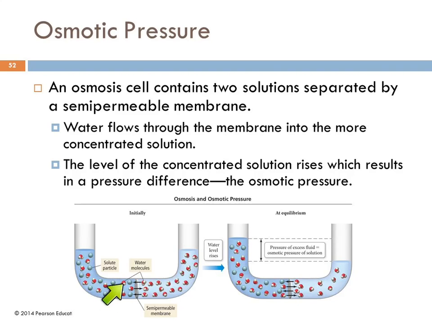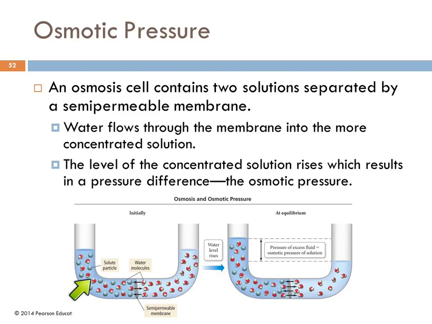Over on this side, you've got solute particles in the way. And so the rate of water molecules going from the left side, the more concentrated, to the less concentrated side is going to be less than those going the other way. Going from less concentrated to more, there's nothing in the way. And so we're going to have a net flow of water to the more concentrated side.